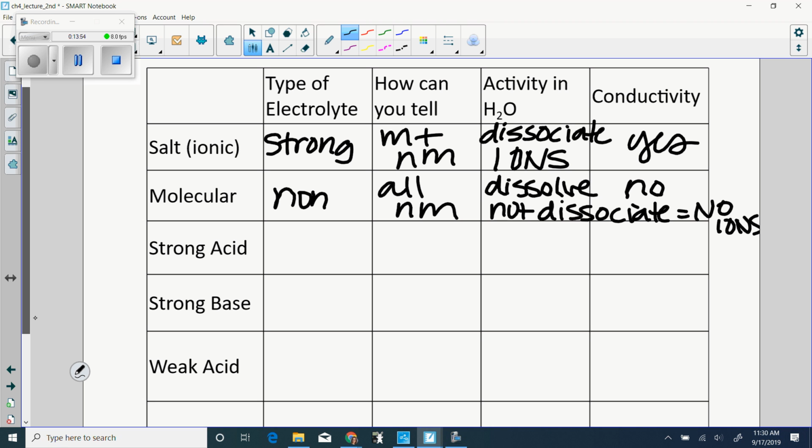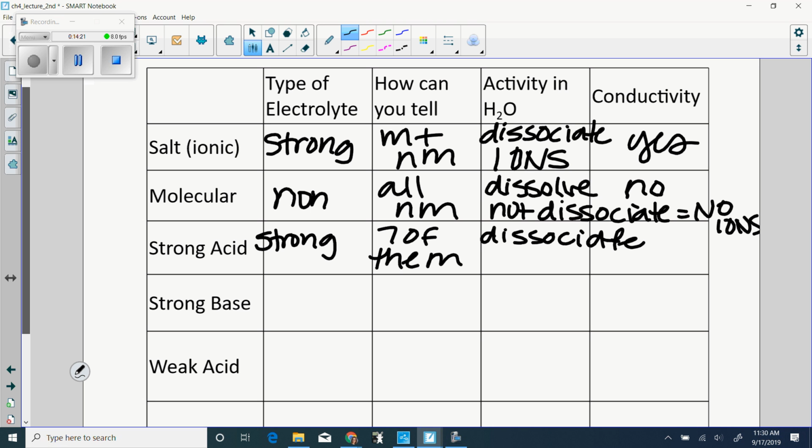Strong acids, there are 7 of them. You are going to have to memorize them, but not today, but later this week. They are also strong electrolytes. I didn't want to get out a strong acid because then I'd have to get goggles and all that stuff to show you, and it wastes it. They are strong electrolytes because they dissociate.